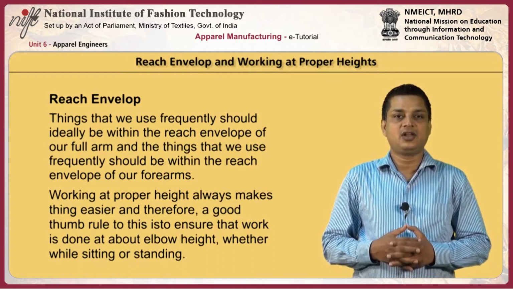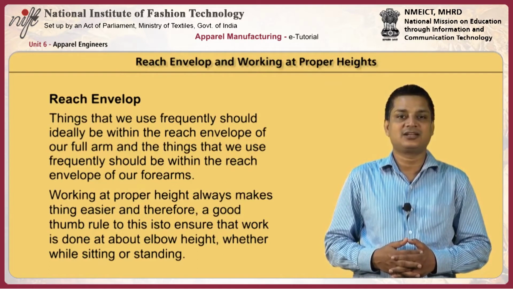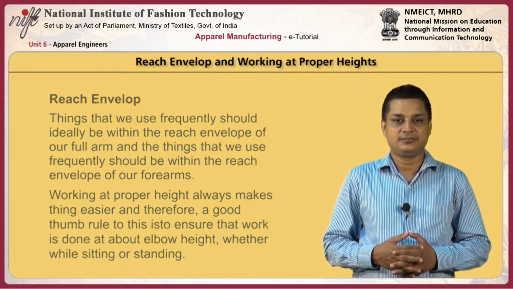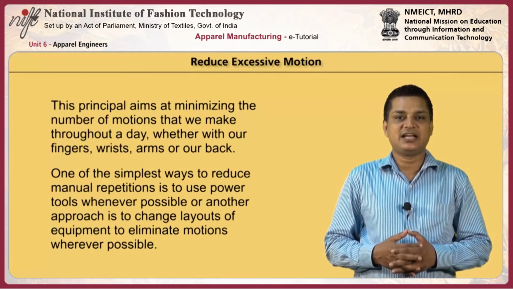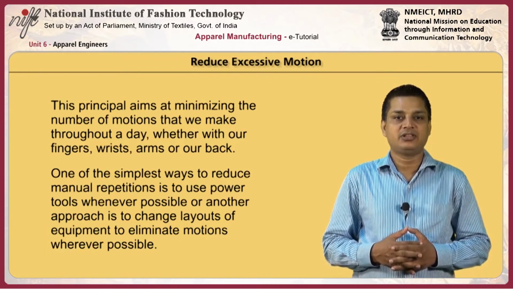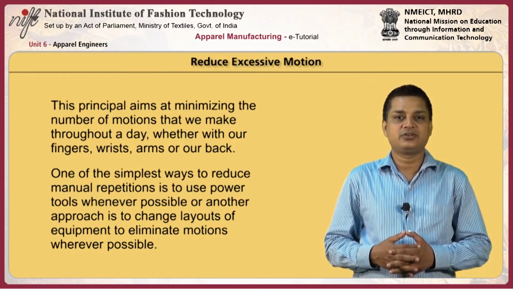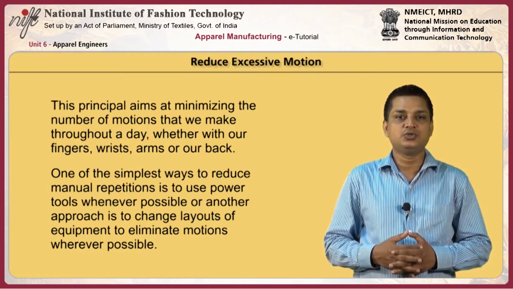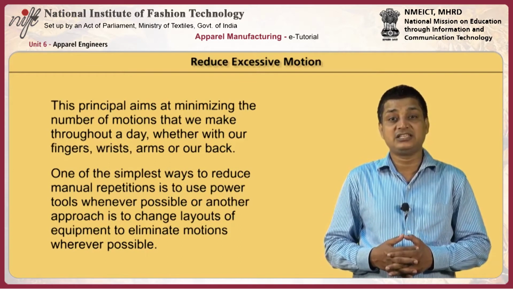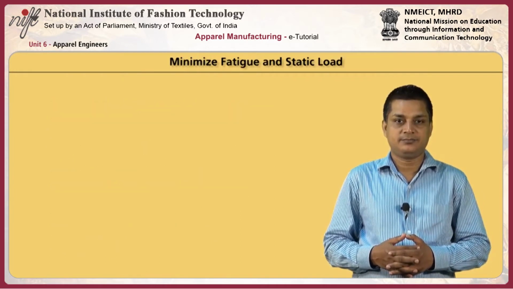Working at proper height always makes things easier, and therefore a good rule of thumb is to ensure that work is done at about elbow height, whether sitting or standing. The next principle aims at minimizing the number of motions that we make throughout a day, whether with our fingers, wrists, arms or our back. One of the simplest ways to reduce manual repetition is to use power tools whenever possible, or another approach may be to change the layout of equipment to eliminate motions whenever possible.